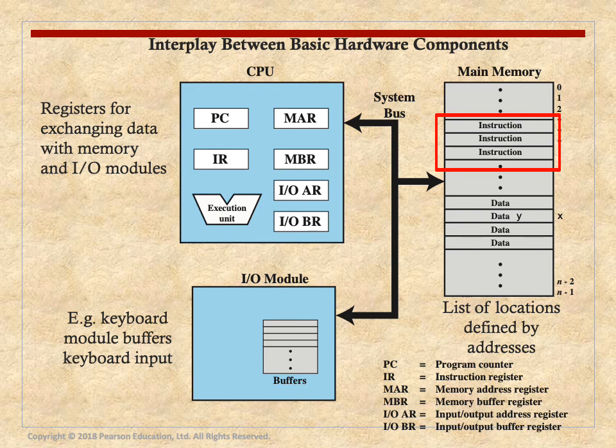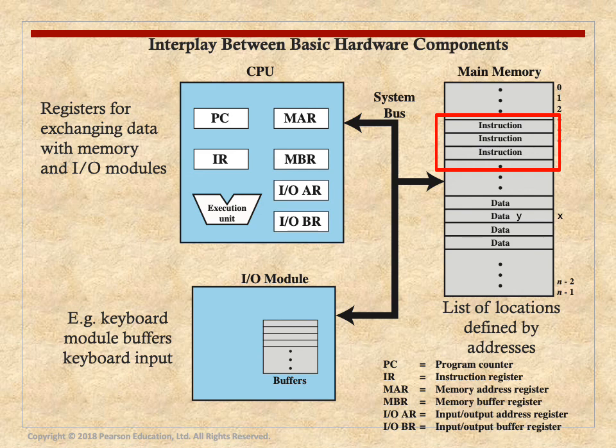And here we have an illustration that shows how the basic hardware components are interconnected in a computer system. We have the processor, which is called CPU here. Then we have the main memory, and the input-output modules. And all of these components are connected via the system bus, which allows them to communicate.